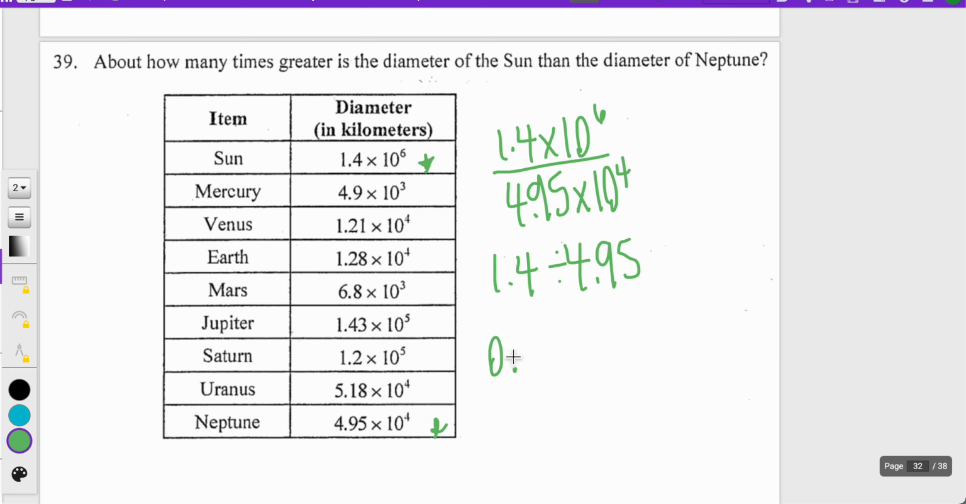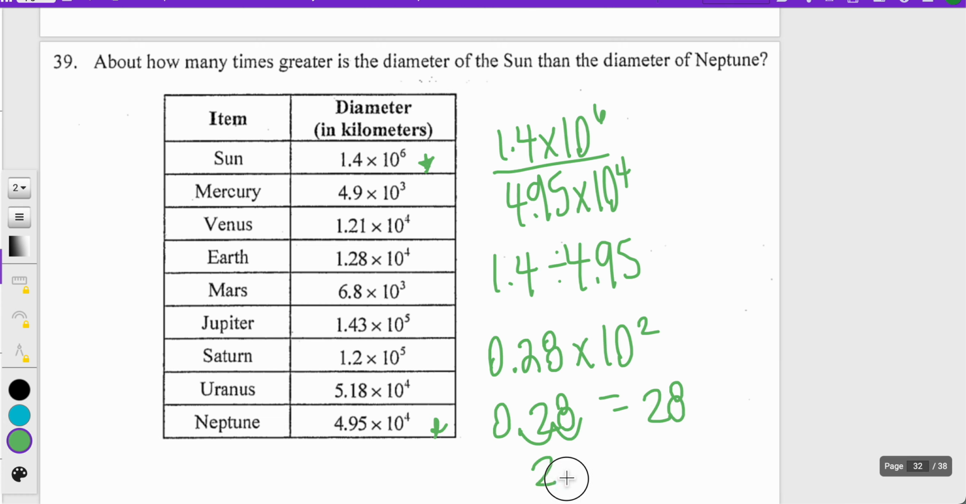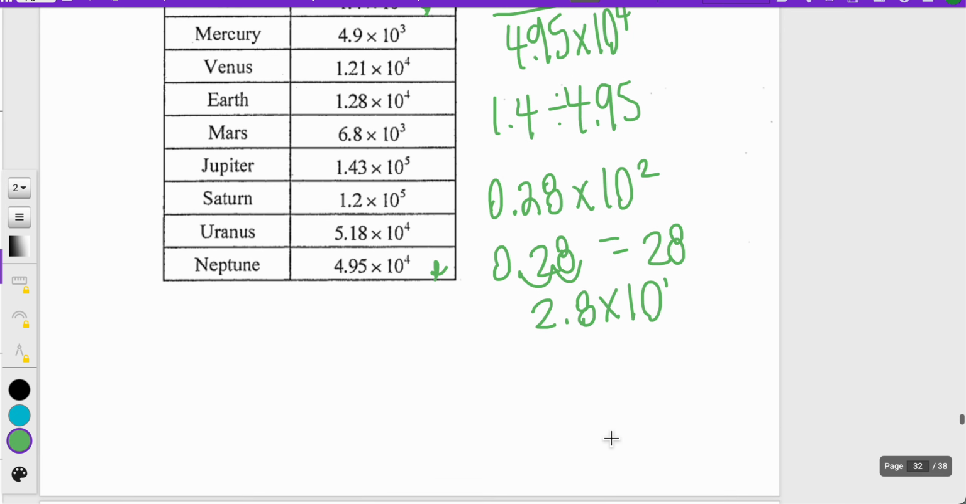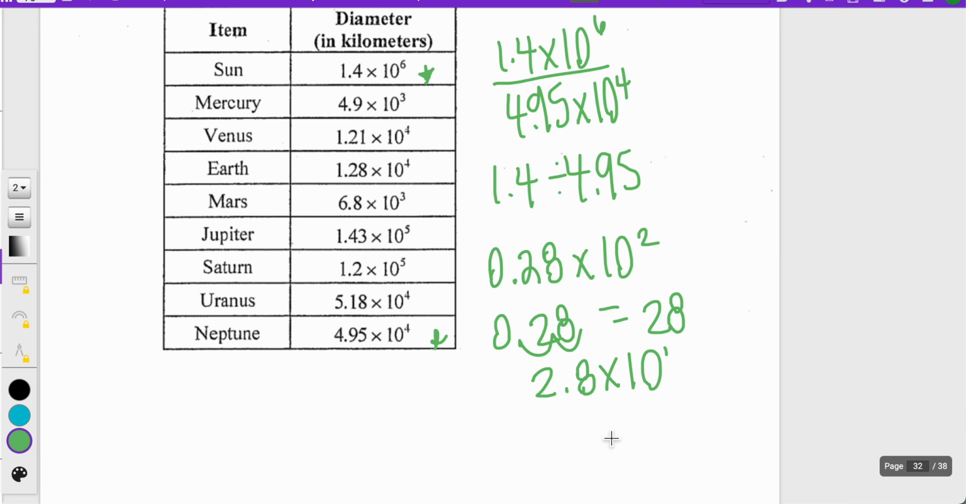We get 0.282828. So I'm just going to round this and say 0.28 times 10 to the 2nd. So if I write that out in standard form, it'll be this, 28, which in scientific notation is 2.8 times 10 to the 1st. Okay, that'll conclude our test review.